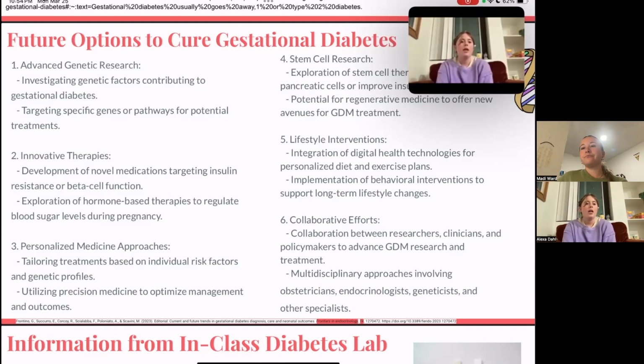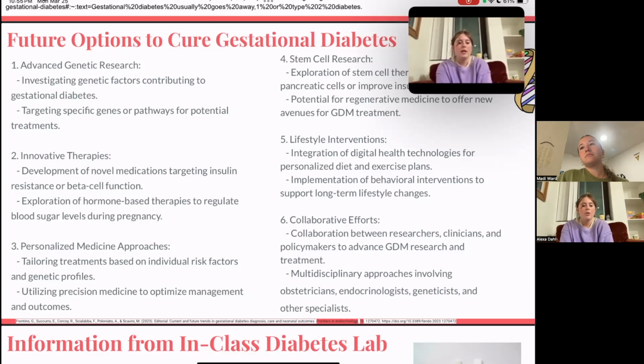And then innovative therapies, the development of novel medications targeting insulin resistance or beta cell function, that has to do more with the baby than the mother. And then the exploration of hormone-based therapies to regulate blood sugar levels during pregnancy can also be helpful as well. Again, it's not as commonly practiced as just using insulin to regulate the blood sugar.